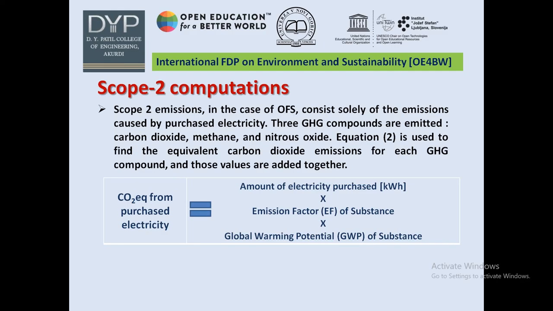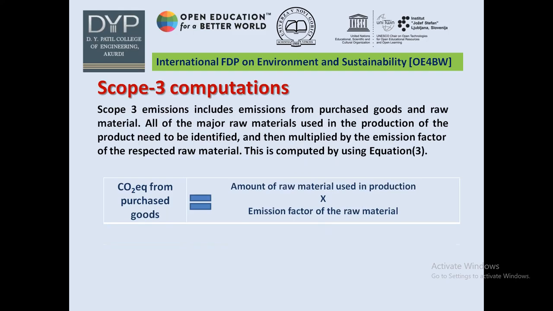Let's see how we are going to cater to the scope 2 computations. Scope 2 emissions in case of OFS consists only of emissions caused by purchased electricity. 3 GHG compounds are emitted: carbon dioxide, methane and nitrous oxide. Equation 2 as given below is used to find the equivalent carbon dioxide emissions for each GHG compound, and those values are added together. That is amount of electricity purchased multiplied by emission factor of a substance multiplied by global warming potential of a substance.